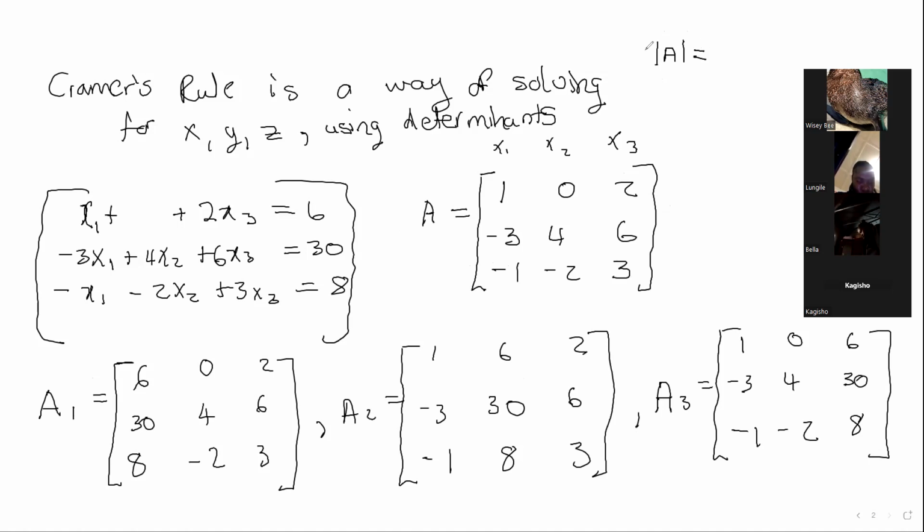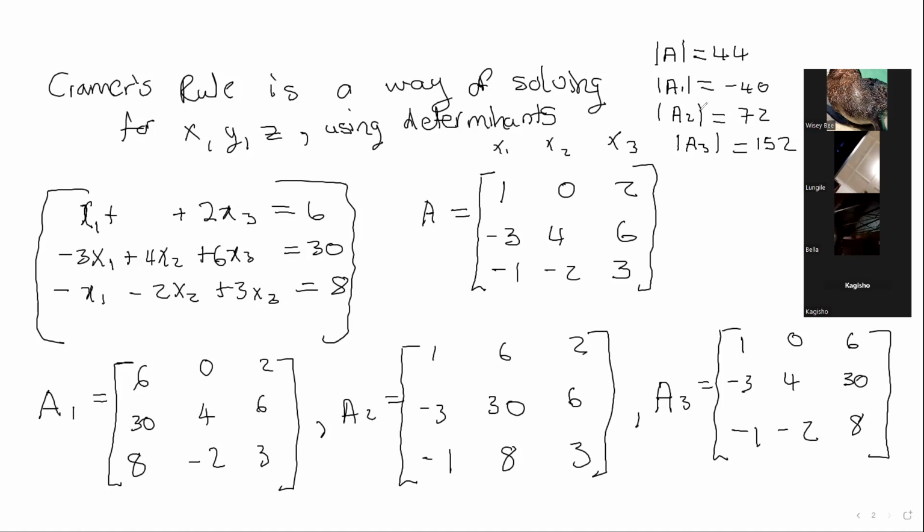The determinant of A would be what? 44. The determinant of A would be 44. And then the determinant of A1 will be minus 40. And then that of A2 would be 72. And then that of A3 would be 152.